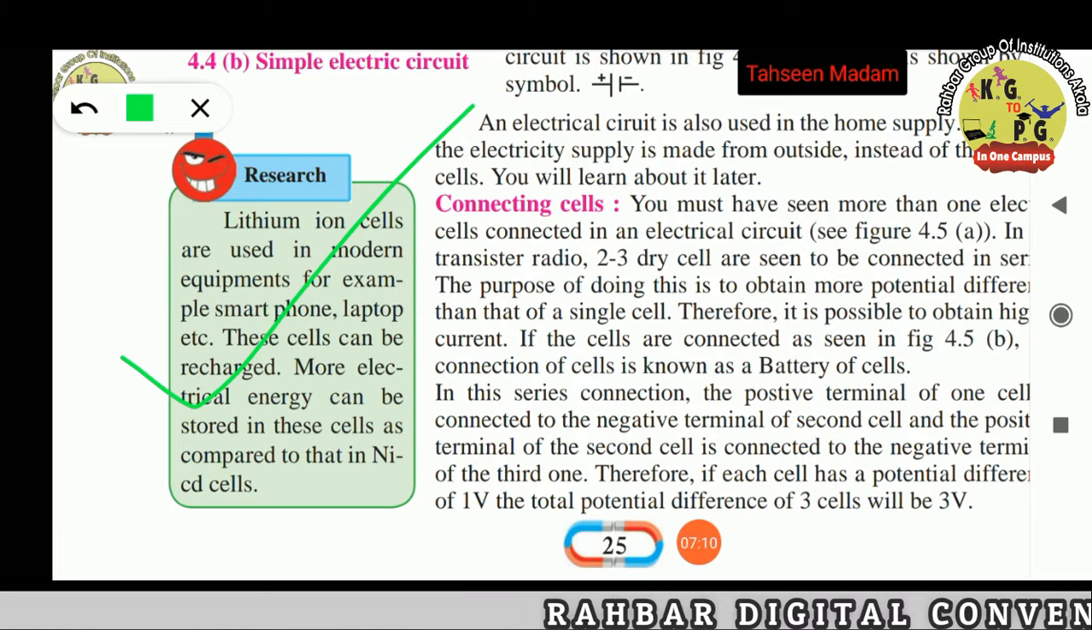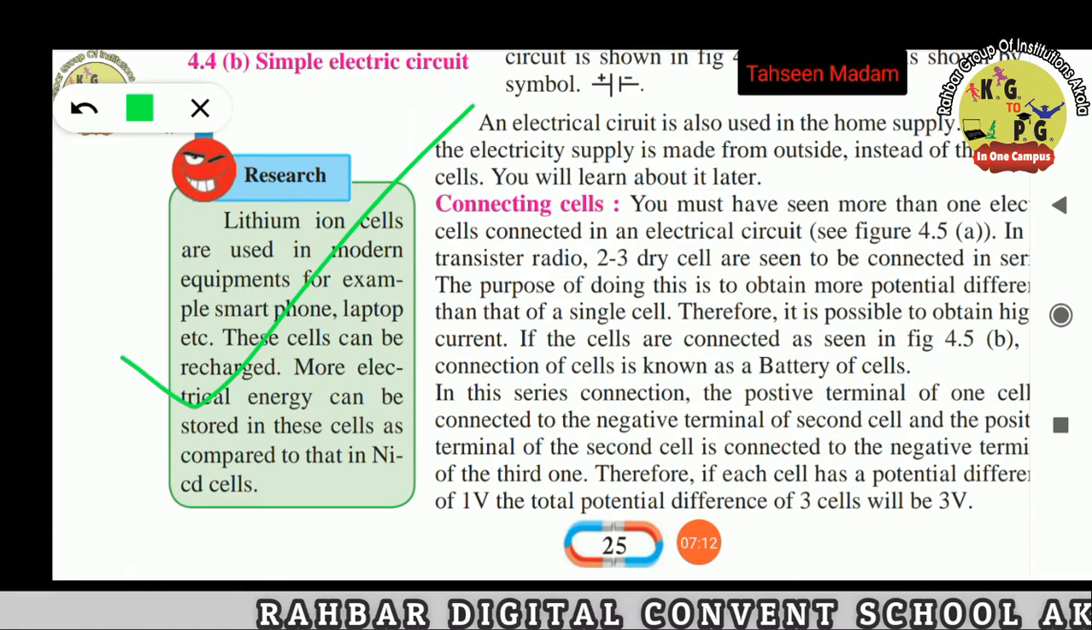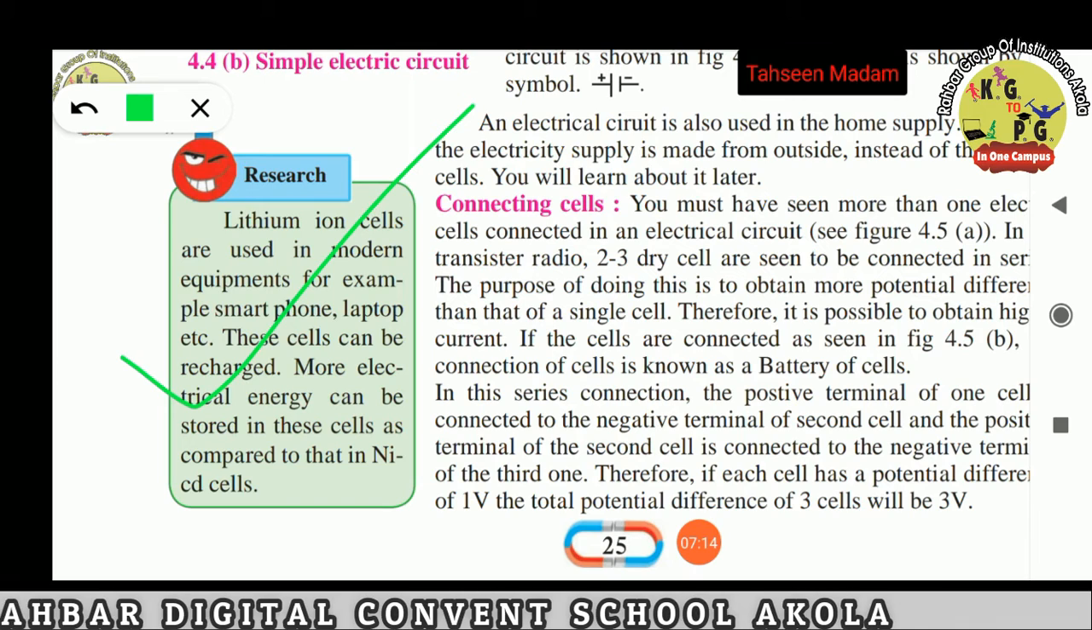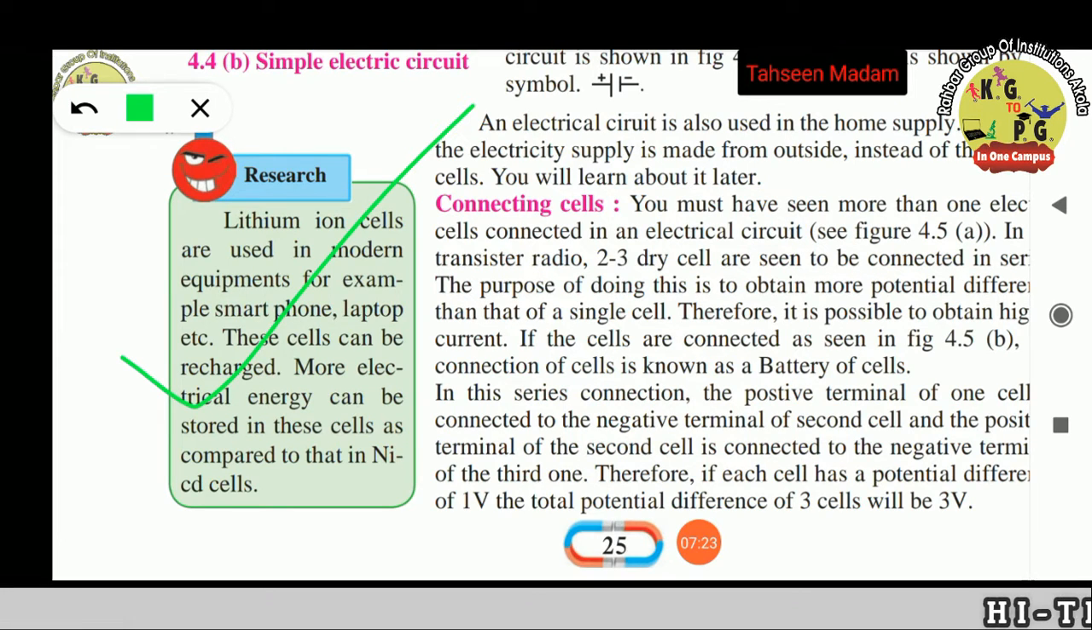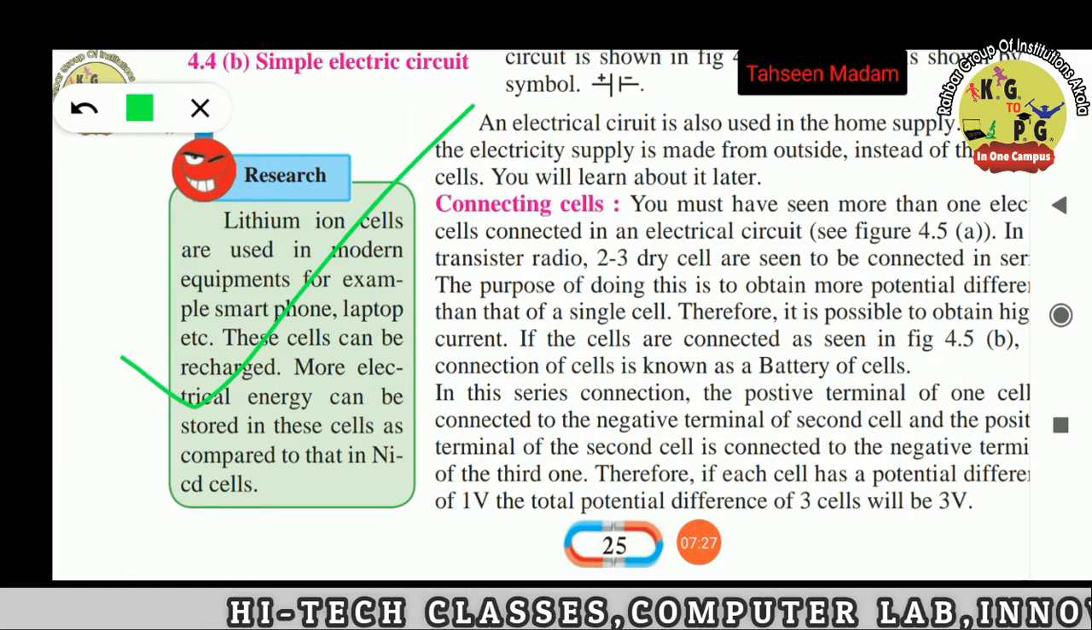Research. Lithium-ion cells are used in modern equipment, for example, smartphone, laptop, etc. These cells can be recharged. More electrical energy can be stored in this cell as compared to that in nickel and cadmium cells.